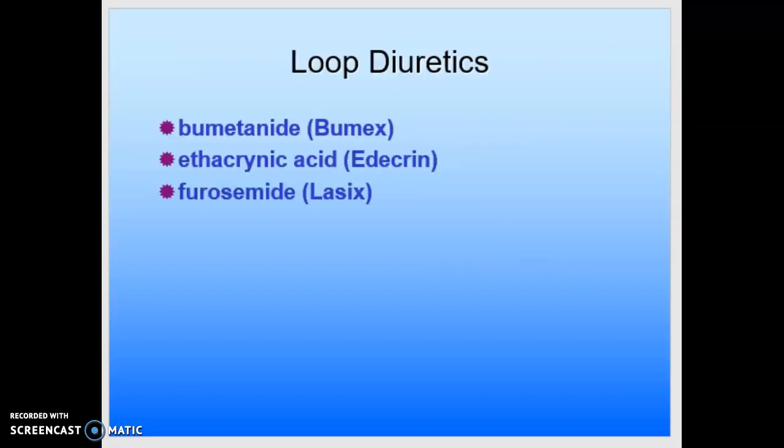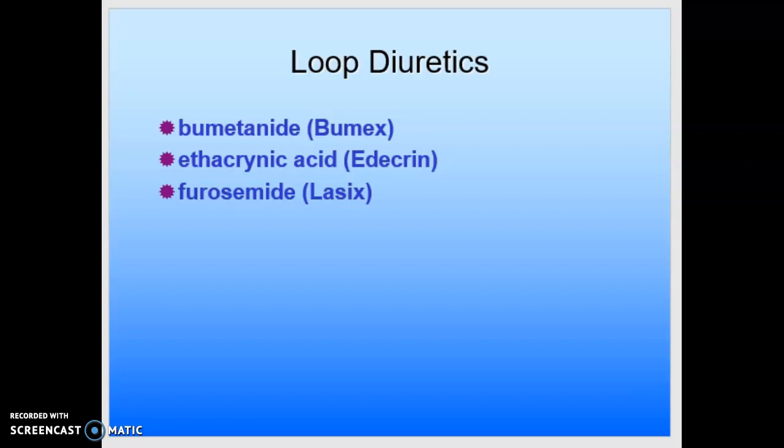Let's move on to the loop diuretics. These are things like bumetanide or Bumex, ethacrynic acid or Edecrin, and our most common one that you'll see, furosemide or Lasix. You'll see these in the second layer on your concept map, just to the left of the osmotics and to the right of the carbonic anhydrase inhibitors. You'll also see torsemide there at the top.